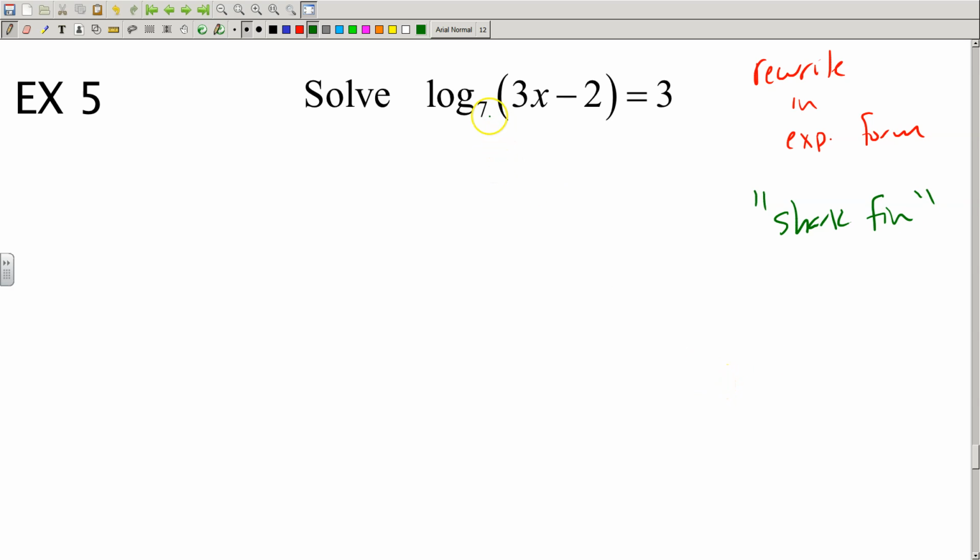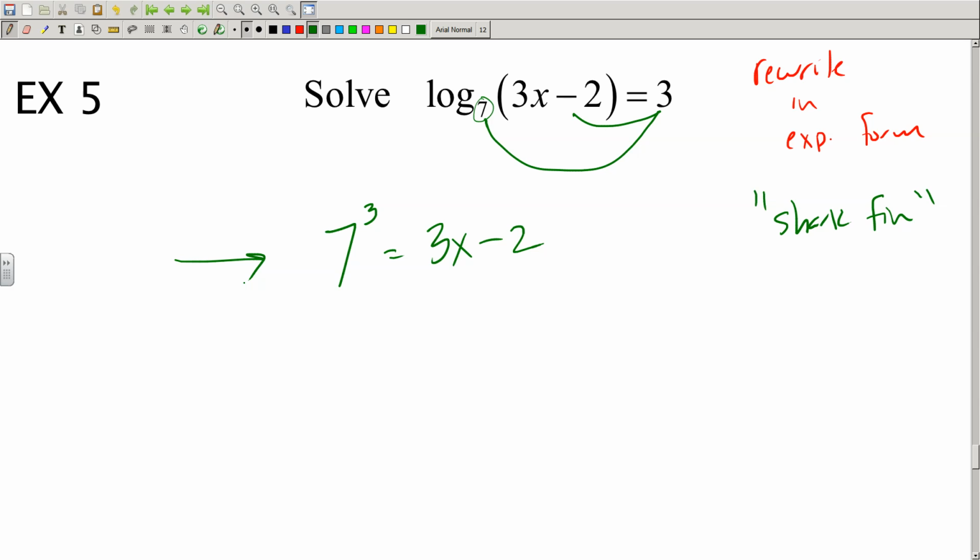I'm going to rewrite this problem and say this base 7 raised to this number, 7 raised to the 3 equals 3x minus 2. So I'm going to go ahead and do that. 7 cubed equals 3x minus 2. Now that I rewrote that, you can see that this problem down here does not have a log in it. So just by rewriting that, the log goes away. And I should be able to solve this problem from here.